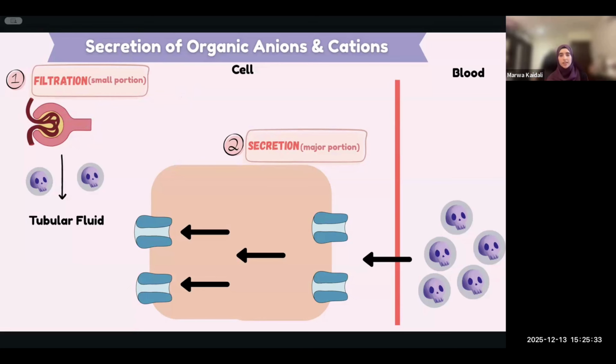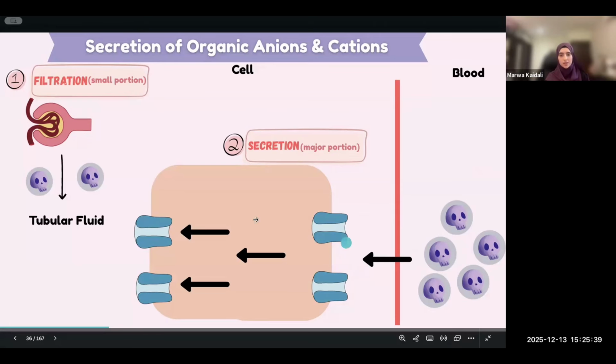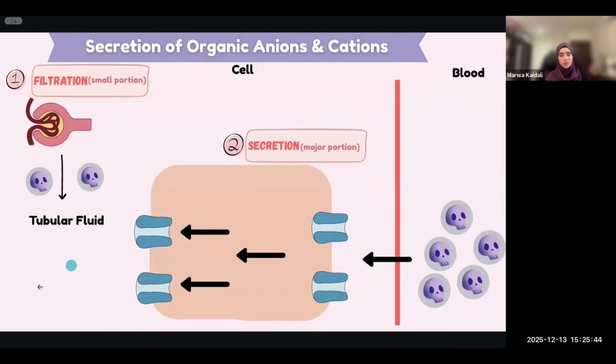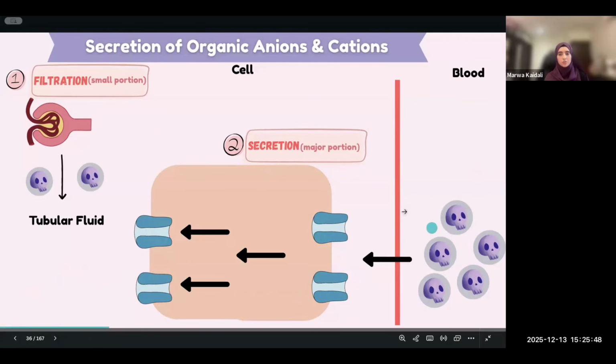Now for secretion, it's when the toxic metabolites are present in the blood. They're going to be secreted into the interstitium, then enter the cells through these specific channels, and then get secreted into the tubular fluid. So basically, we're going to have excretion of these metabolites into our tubular fluid.